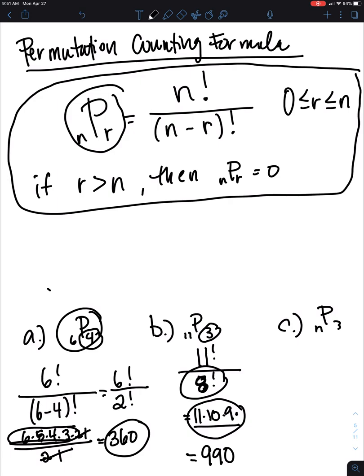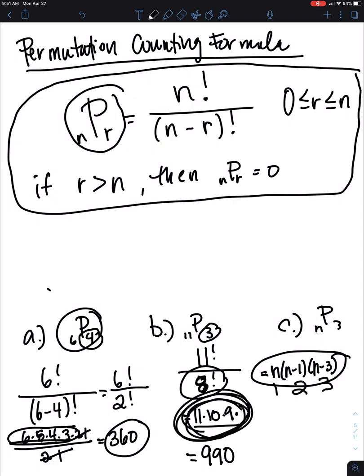Okay, so we have N objects and 3 blanks to fill. So this would just be N times N minus 1 times N minus 2. Because remember, we just decided this was 3 numbers. So there's my first number, my second number, my third number, just because there's a 3 there. Okay, so for example, I'll do another one.